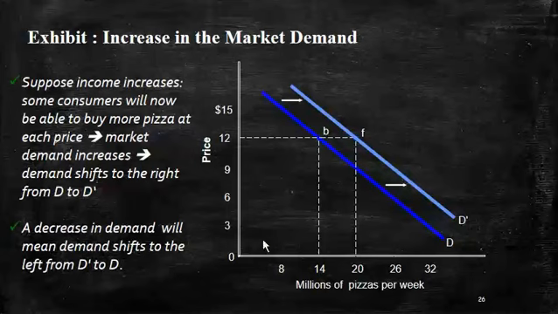Income pa din. Say for instance, price of the pizza from 3, 6, 9, 12, 15. Ito naman yung quantity demanded or the amount ng quantity demanded from 8, 14, 20, 26, 32. Nag-start siya sa 14 or nag-start siya sa 32.